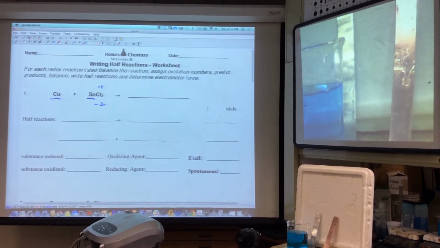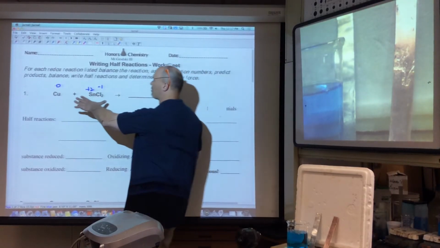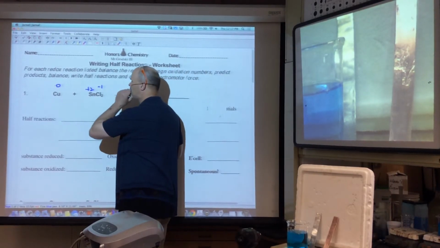So what charge must tin be? It must be +2 overall to equal 0, but because there's only one tin, it's +2 individually. Remember, I use the bottom numbers to get to the top. What's the charge in the copper? Standalone. 0. Good. Now, after assigning oxidation numbers, guys, now look at this.